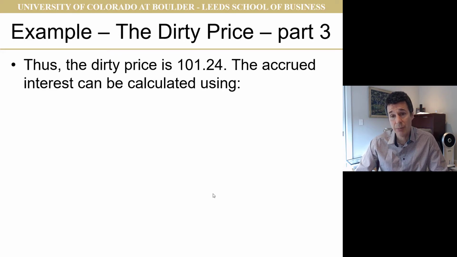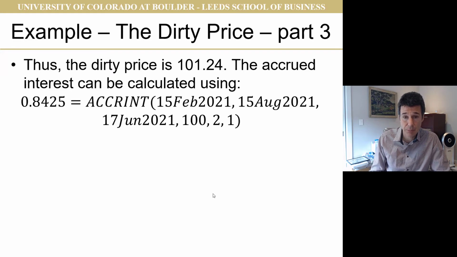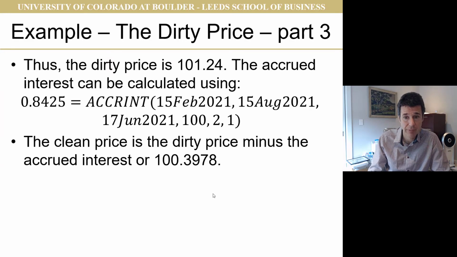In order to find the clean price, we take the dirty price and subtract the accrued interest. The accrued interest, we can use Excel, ACCRINT. That takes the previous coupon date, 15th of February 2021, next coupon date, 15th of August 2021, settlement date, 17th of June 2021, par 100, frequency 2, it's a semi-annual bond, basis 1, it's a Treasury. So the accrued interest is 0.8425. The clean price is the dirty price minus the accrued interest, 100.3978.